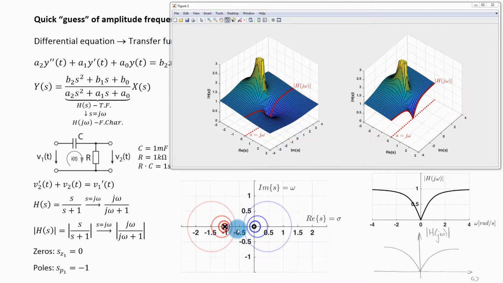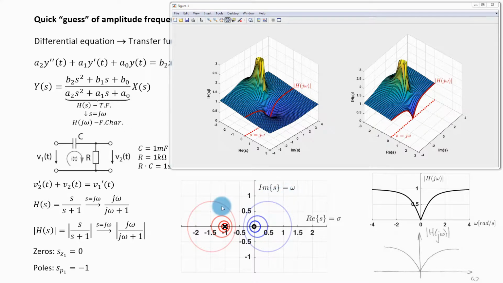From this plot, I can approximately imagine that there is a valley around this 0 and that there is a hill around this pole. Okay, now that I have finally realized what is the shape of the magnitude of the transfer function, how can I use it to get my amplitude frequency characteristic? To do that, I need to realize what this substitution means. When I substitute j omega for s, that means that I limit my complex frequency s to the imaginary axis only. And the values on the imaginary axis are my angular frequencies omega.